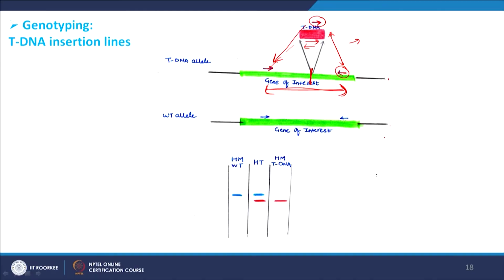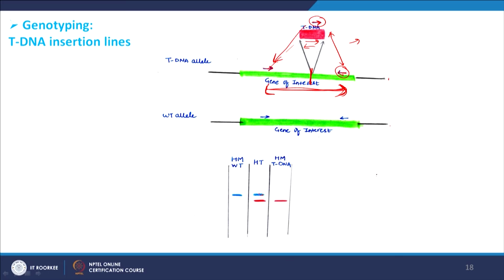We design the primers in a way that there is a size difference between this amplicon size and this amplicon size. So when we do the PCR, if both the loci are wild type, then you expect only one band of this size. But if one locus has the insertion and the other locus does not, then you expect a band of this size as well as a band of this or this size.